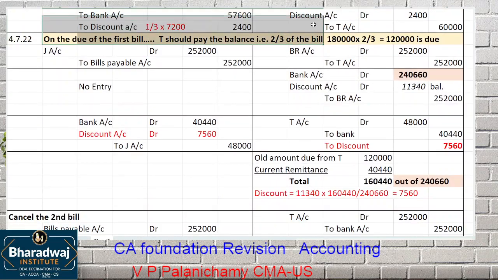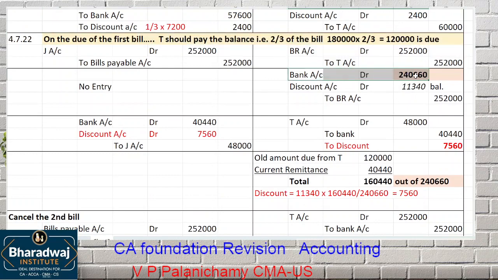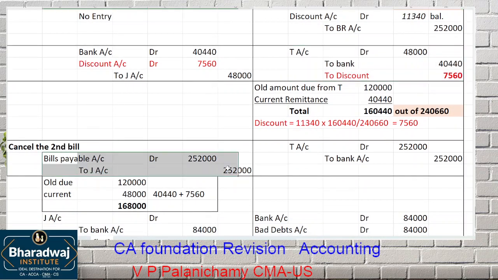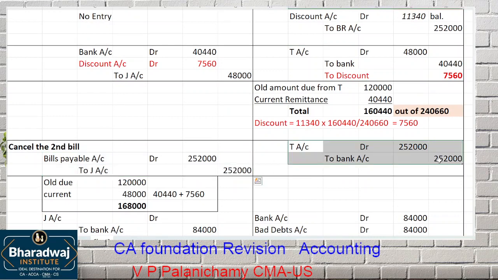Old bill already due இருக்கிறது 1,20,000 இருக்கு. So second bill discount பண்ணிருக்காங்க. At the time they collected 2,40,660. Okay, so old amount due 1,20,000, current remittance 40,440. Now you are using 160,440 out of 2,40,660. So discount proportionately you should bear 7,560. So T account debtor to bank to discount. Cancel the second bill. Bills Payable to J you will pass. T account debtor to bank account.